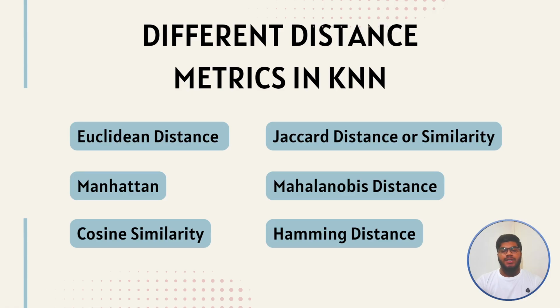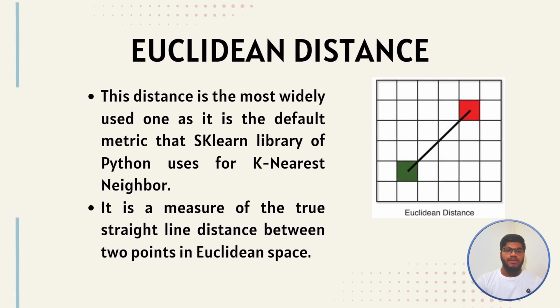Now let us discuss each and every distance metric used in the KNN. The first and foremost method is the Euclidean distance. This is the most widely used distance in the KNN process. It is the default metric that the scikit-learn library of Python uses for the k nearest neighbors. It is a measure of the true straight line distance between two points in Euclidean space. Here in the figure we can see that between the two points we can measure the straight line distance. That is about the Euclidean distance.